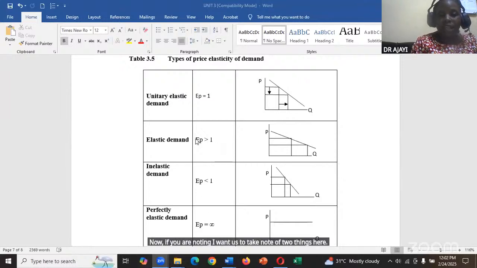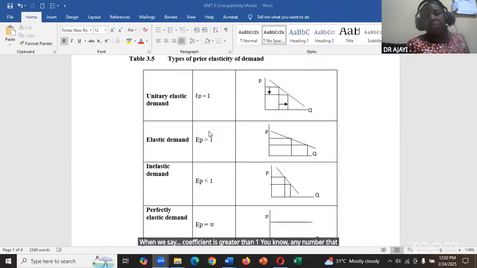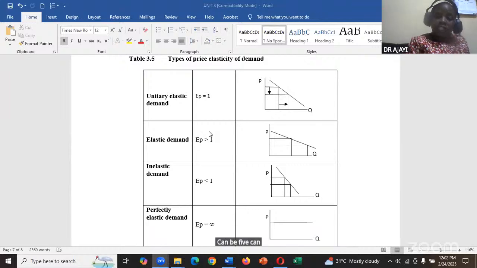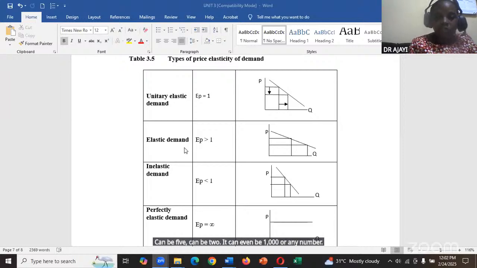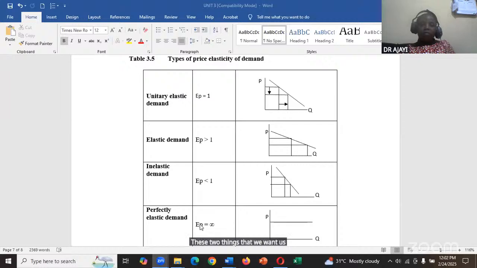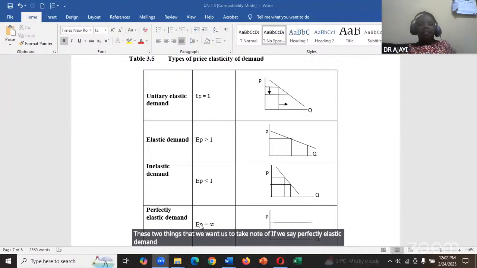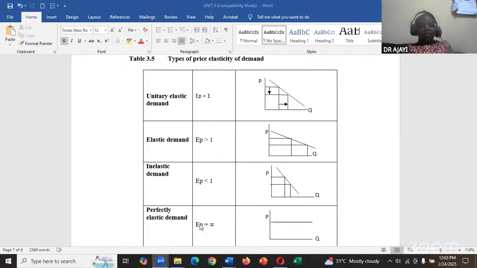Now, I want us to take note of two things here. When we say coefficient is greater than 1, any number that is greater than 1 can be 10, can be 5, can be 2. It can even be 1,000 or any number. But where do we draw the line between elastic demand and perfectly elastic demand? If we say perfectly elastic demand, is there any particular figure we should arrive at that will tell us that it is perfectly elastic or just elastic demand? Is there any figure we will arrive at?